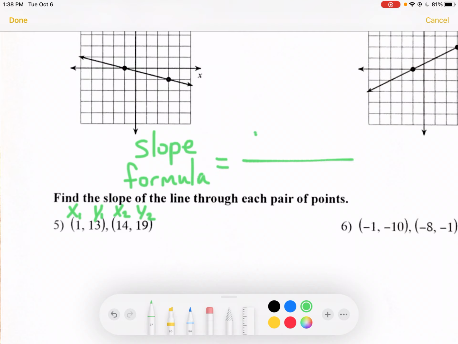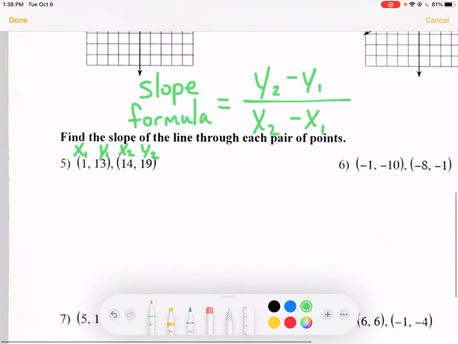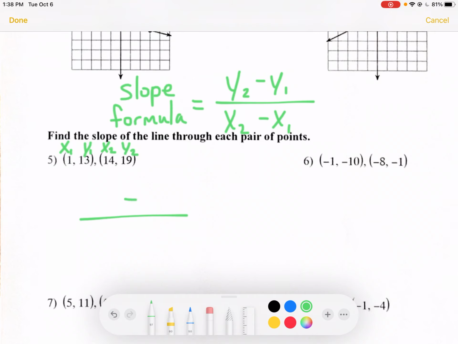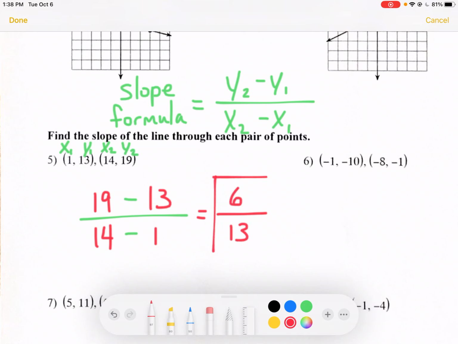So we're going to need to remember this one: y2 minus y1 over x2 minus x1. And so I always set it up with my fraction bar and my subtraction signs. And then I'm just going to plug in the values that match. So y2 was 19, and y1 is 13. x2 is 14, and x1 is 1. So go ahead and subtract those, and you end up with 6 over 13, which cannot be reduced, so we stop.